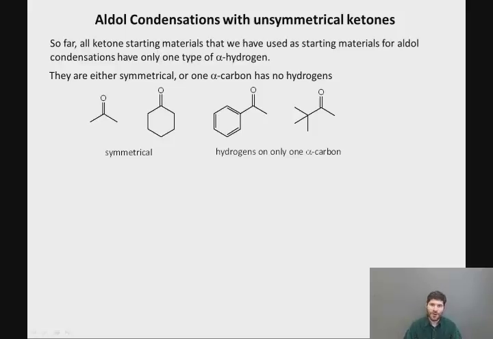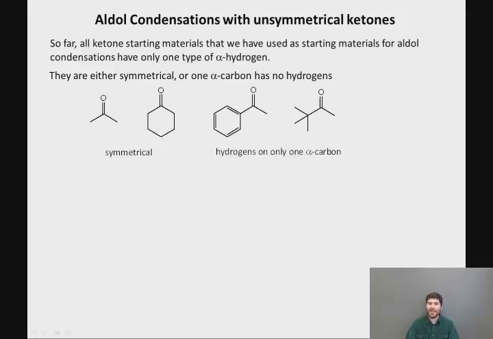Well, so far, all of the ketone starting materials that we have seen have had only one type of alpha hydrogen. They have either been symmetrical, so acetone and cyclohexanone are both symmetrical ketones, the two sides of the carbonyl group are the same, or one of the alpha carbons has no hydrogens on it. So we saw acetophenone, and the alpha carbon that's part of the benzene ring, of course, has no hydrogens on it, otherwise you would have 5 bonds to carbon.